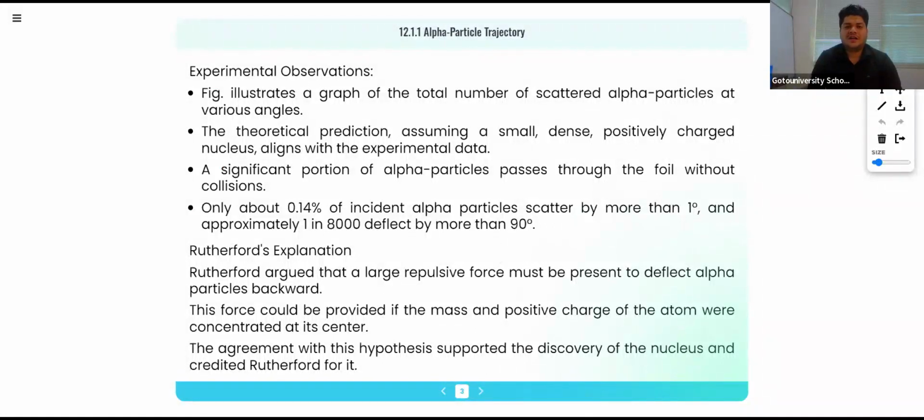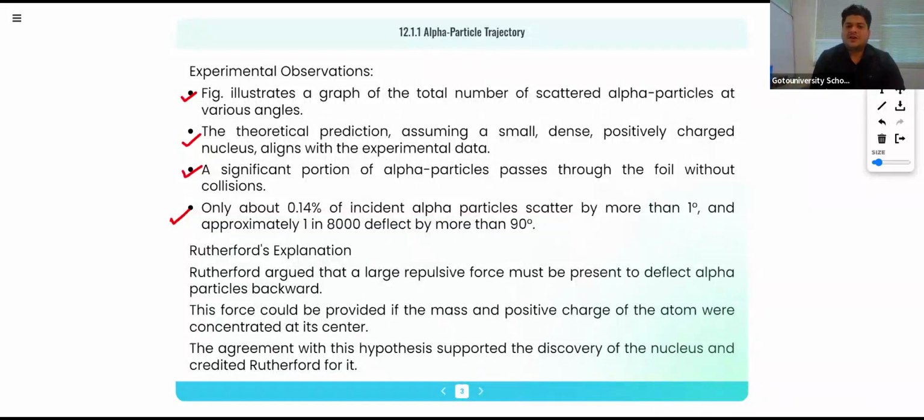The figure illustrates a graph of the total number of scattered alpha particles at various angles. The theoretical prediction, assuming a small, dense, positively charged nucleus, aligned with experimental data. A significant portion of alpha particles pass through the foil without collision. Only about 0.14% of incident alpha particles scatter by more than 1 degree, and approximately 1 in 8,000 deflect by more than 90 degrees.